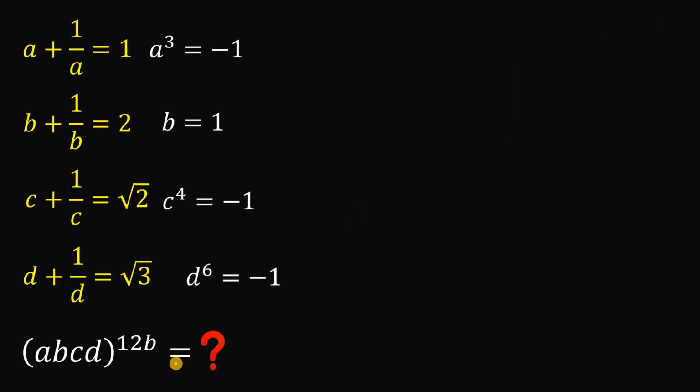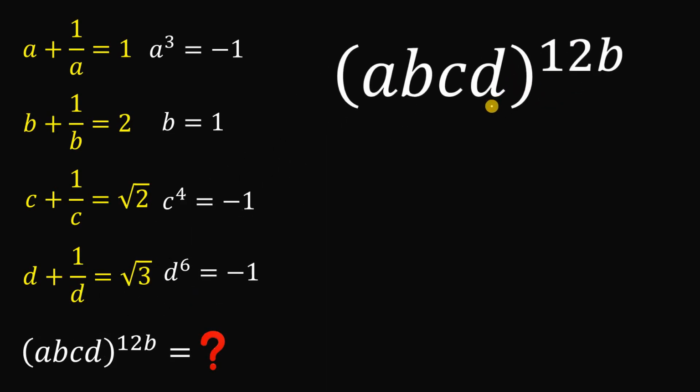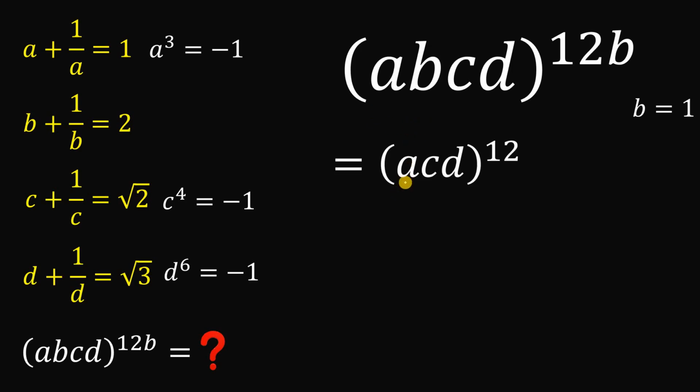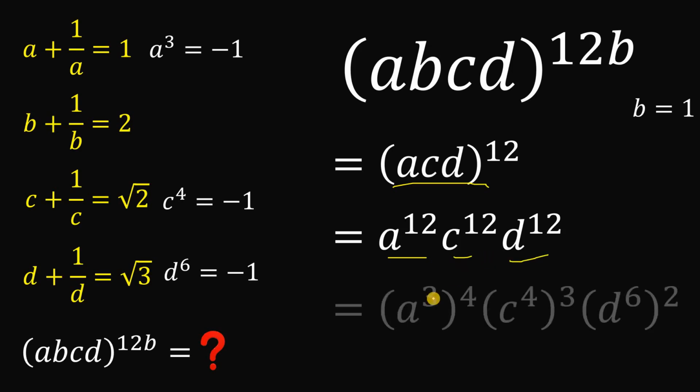So now we can find the value of our expression, a times b times c times d raised to the power of 12b. First, let's use the value of b, because we know b is 1. So we trim our expression to a times c times d raised to the power of 12. Let's use some laws of exponents. We can rewrite this as a raised to the 12th power times c raised to the 12th power times d raised to the 12th power. And we can rewrite this also as follows. We have 12 is 3 times 4, 4 times 3, and 6 times 2.